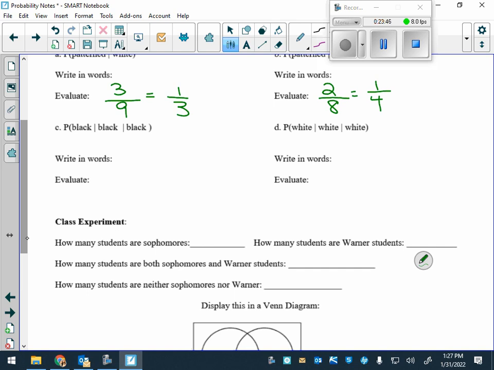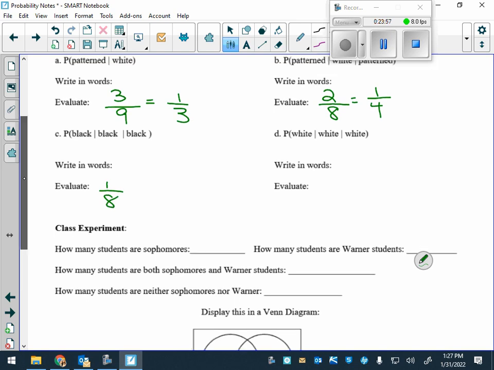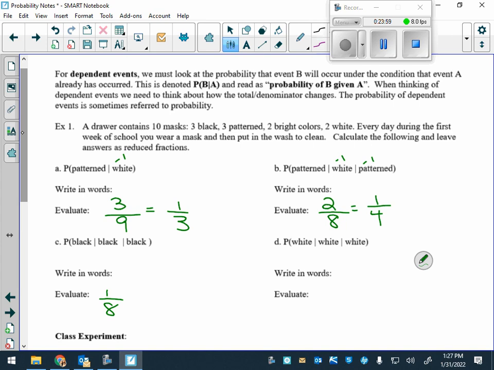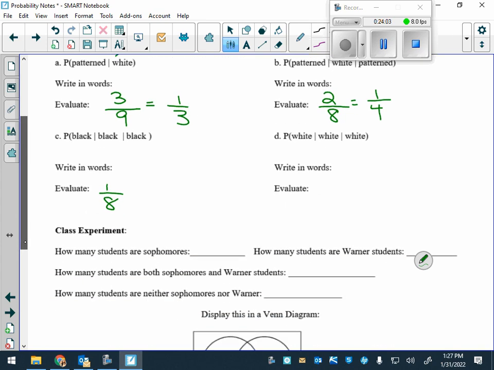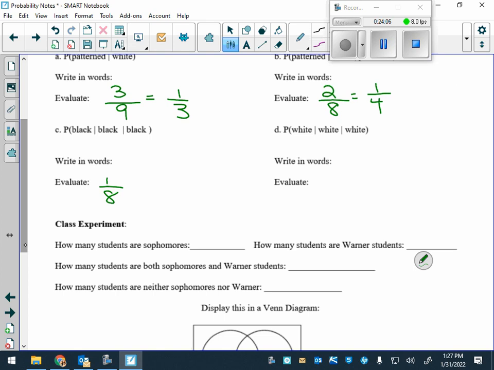That's our answer. Sawyer? 1/8 is correct. We already selected 2 blacks, so we're down to 8. Now, out of black masks, we had 3. 2 are already selected, so we have 1 left over. Okay? The last one.